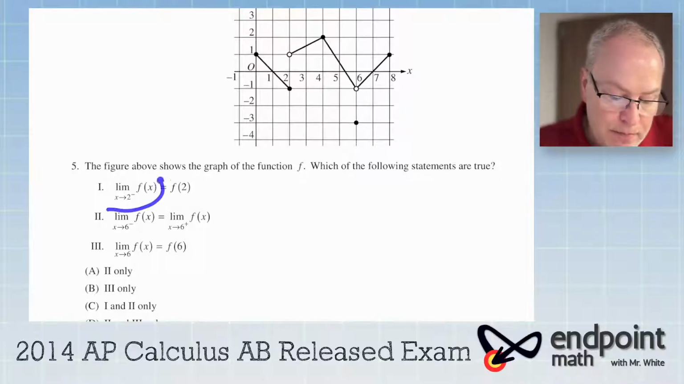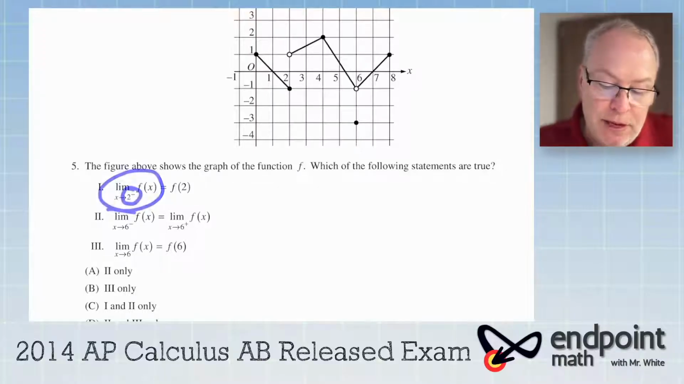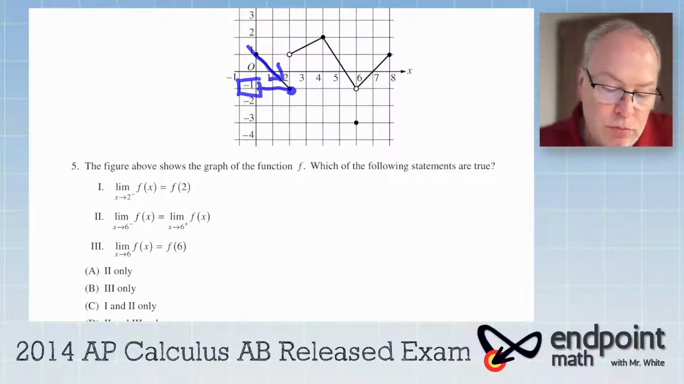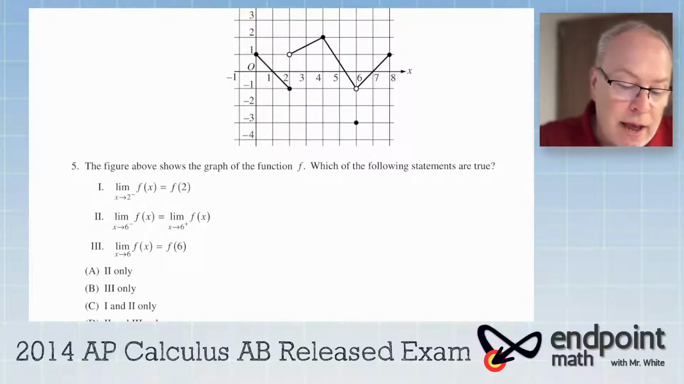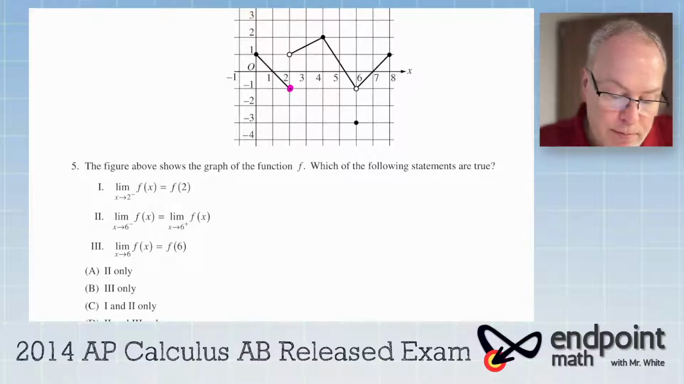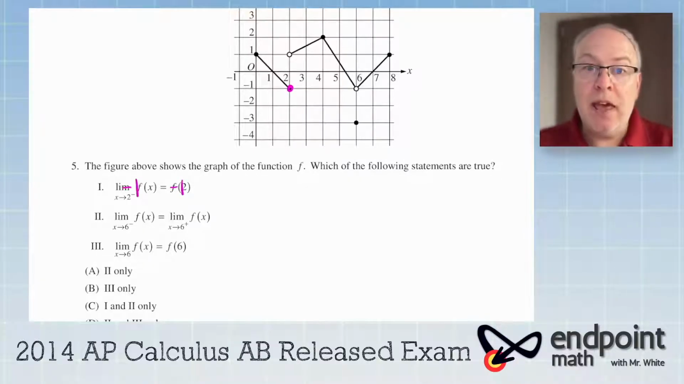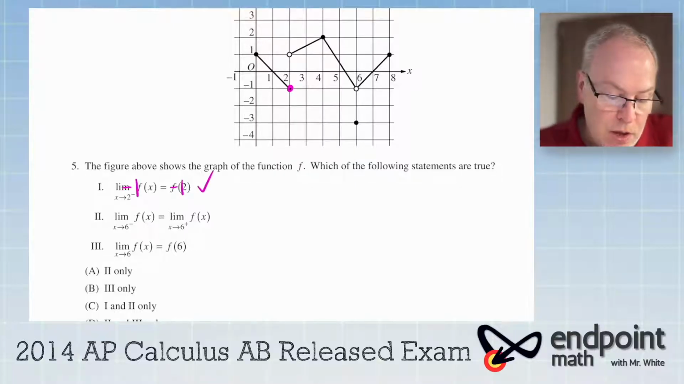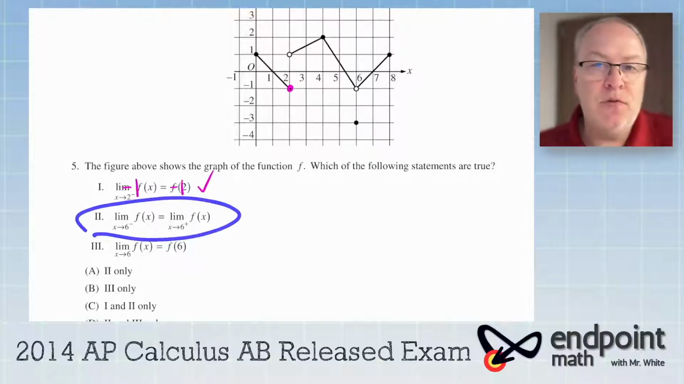The limit as we approach 2 from the left, well, where's 2? Right here. The limit as we approach 2 from the left is f of 2. And I do see that there's a closed circle here. Both of these are -1. We're approaching -1, and when we get there, we're actually at -1. So that's true.